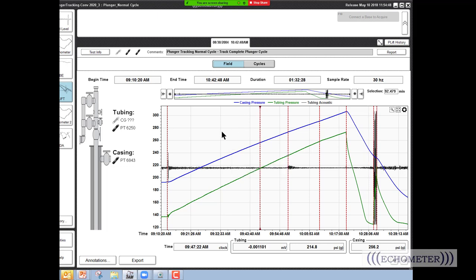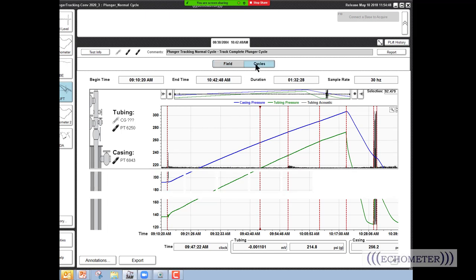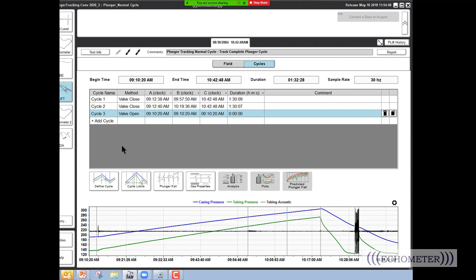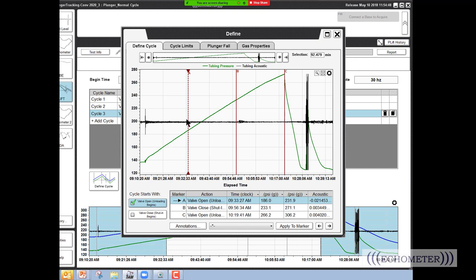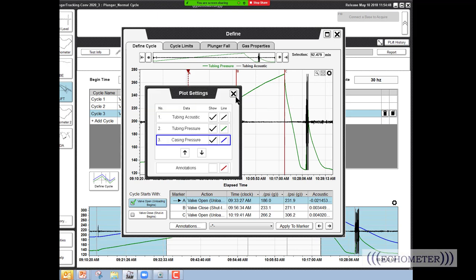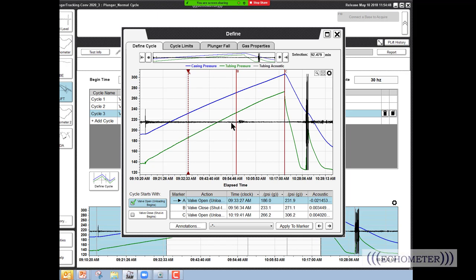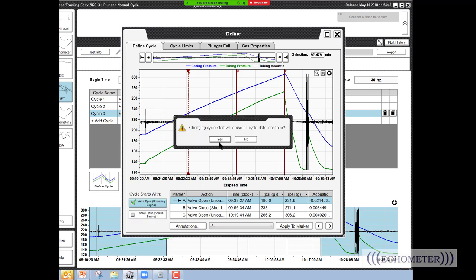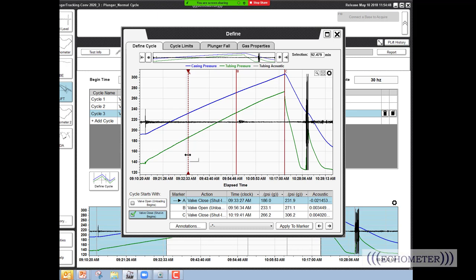If I go into analyze the cycle, and this is the cycle I'm going to analyze, I can click cycle and say add a cycle. So this is the cycle I just added, and I go to define the cycle, and this screen pops up. I'm going to turn the casing pressure back on. So there's my casing pressure, tubing pressure, and acoustic signal. And the cycle begins right here when the valve closes. So I say valve closes to begin the cycle and say yes. And so this is the beginning of the cycle right here.